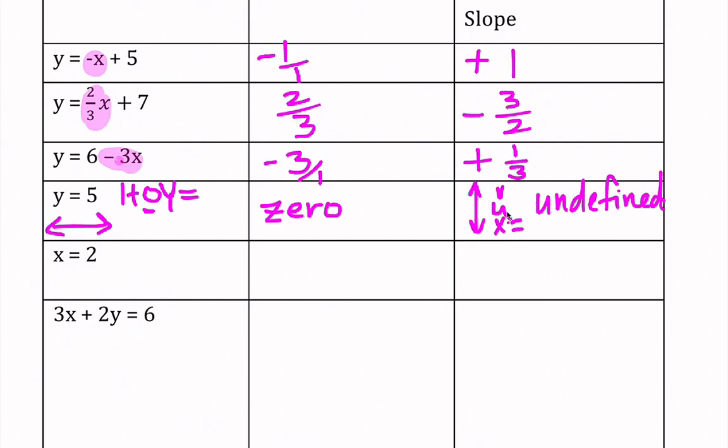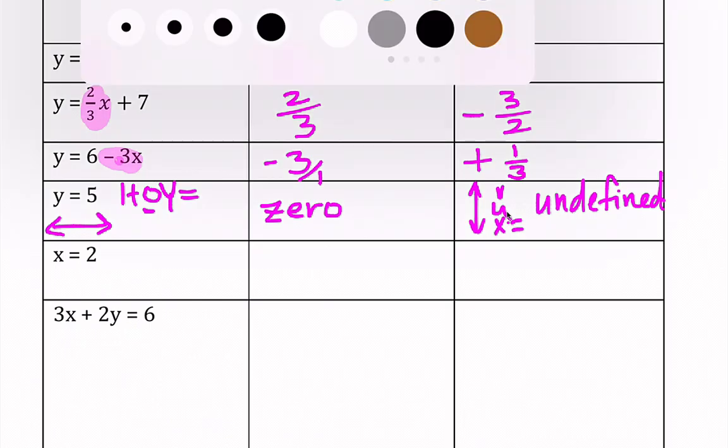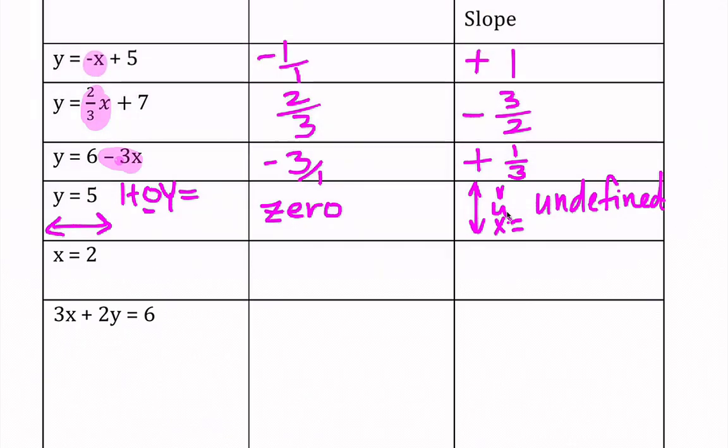Okay, so x equals 2. Notice the y is missing, so it's a strange one, so I'm going to use VUX to help me figure that one out. V stands for vertical, so I know x equals 2 would be a vertical line. And that U helps me remember that vertical lines have an undefined slope.